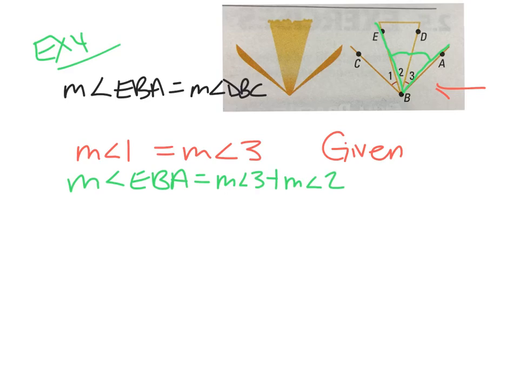Now this is where you're going to have to use your journal because you have to tell me which postulate this is talking about. What did I just do? I added two angles, right? So this is the angle addition postulate.